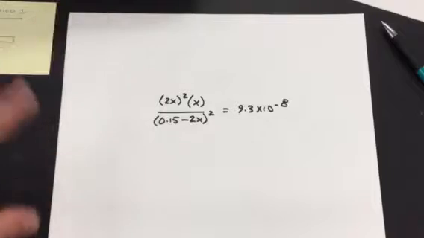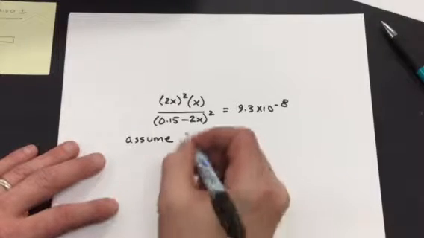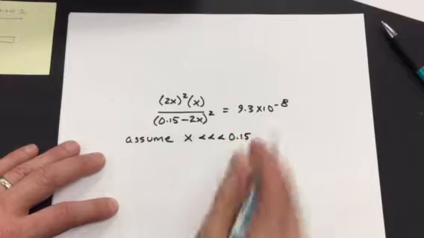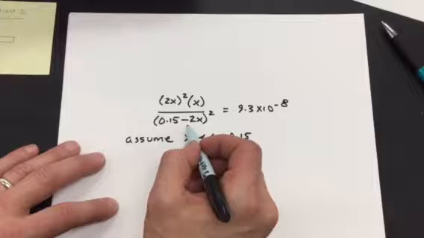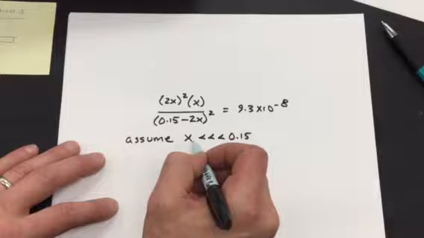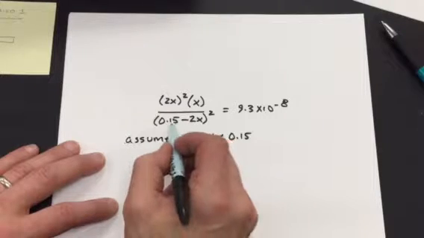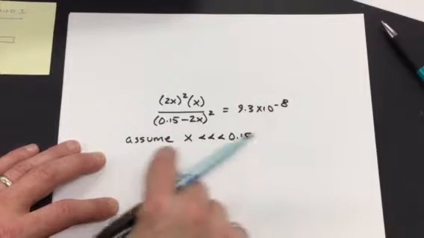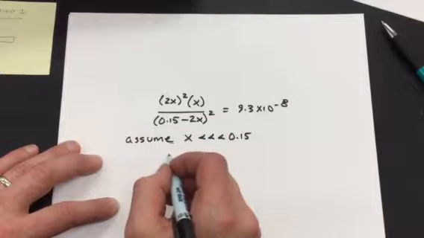a constant value. There is an assumption we can make, and it doesn't always work, but sometimes it does, and you would check it. So if we assume that x is much smaller than 0.15, that means this term effectively becomes 0. If x is a very small number compared to 0.15, 2 times that very small number is going to be a small number. 0.15 minus that small number is going to be very close to 0.15. So again, if you assume that x is much smaller than 0.15, then the denominator becomes 0.15.